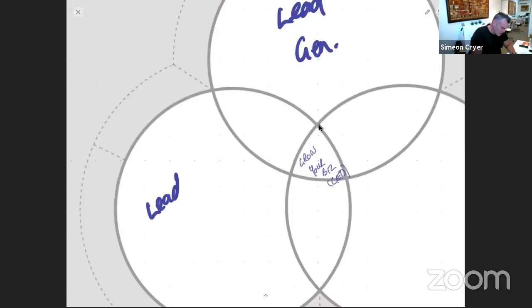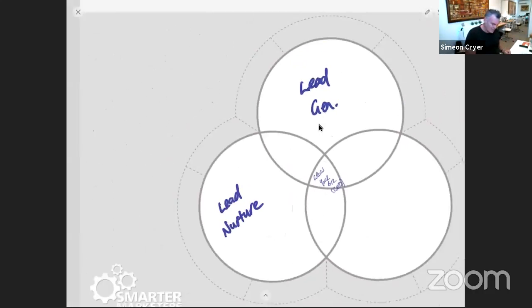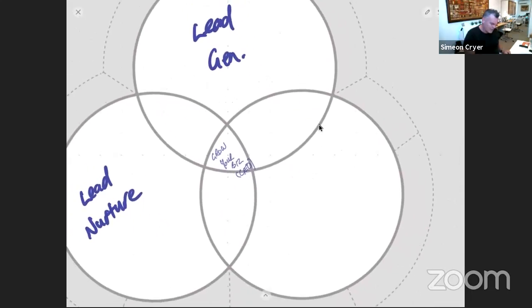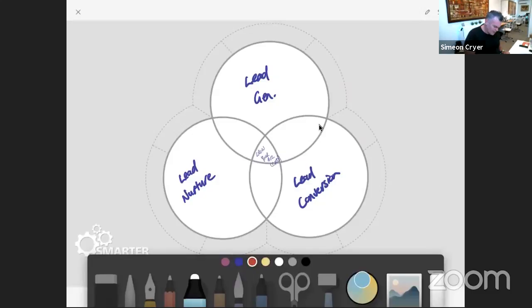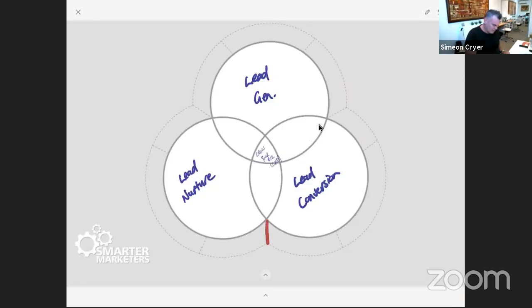Lead nurture is the missing piece of the puzzle, which most digital marketing agencies are dropping the ball with, and they don't even understand how important that is. And then finally, lead conversion is the ultimate piece of the puzzle. That's what we're here for, right? If, for example, you don't have good lead generation, then there are no conversations happening, right? No one to talk to. There are no new prospects, so there are no conversations.